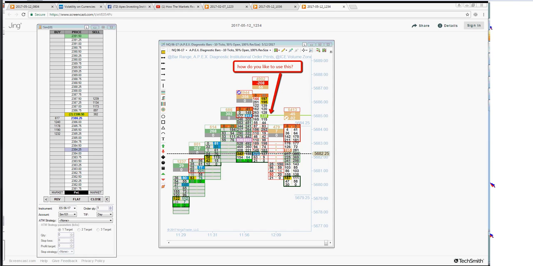Free Ninja, you can use the dynamic DOM free. And live. In demo, you can use everything free.